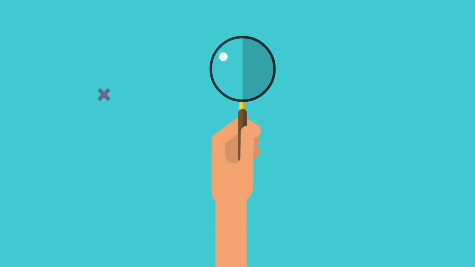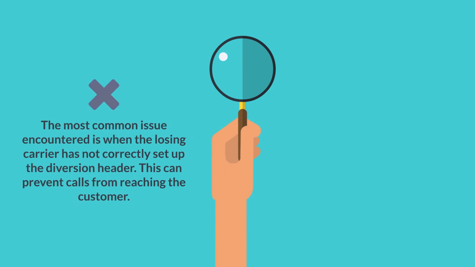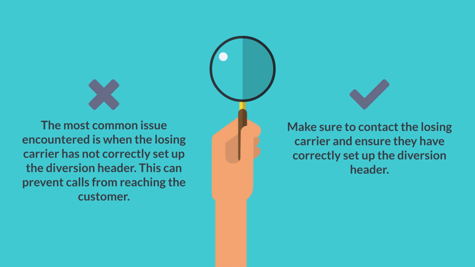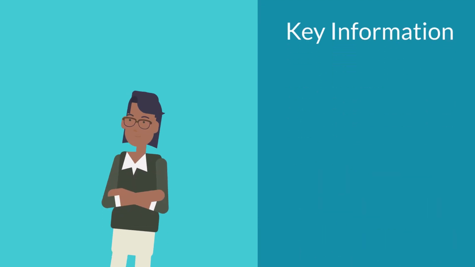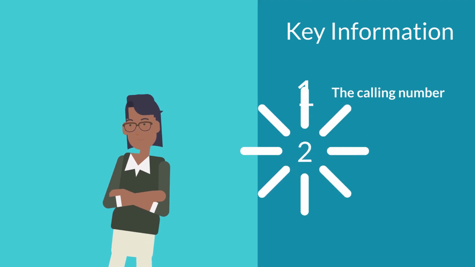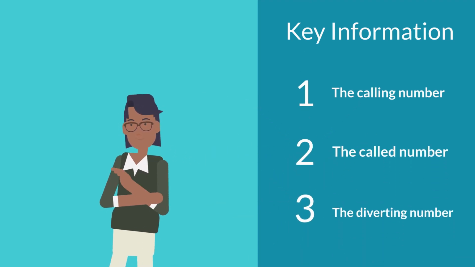The most common issue encountered is when the losing carrier has not correctly set up the diversion header. This can prevent calls from reaching the customer. If you experience this issue, make sure to contact the losing carrier and ensure they have correctly set up the diversion header. Remember, the header must have all 3 pieces of information. 1. The calling number. 2. The called number. 3. The diverting number.